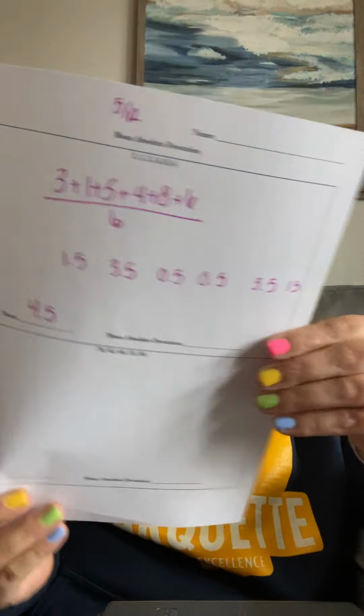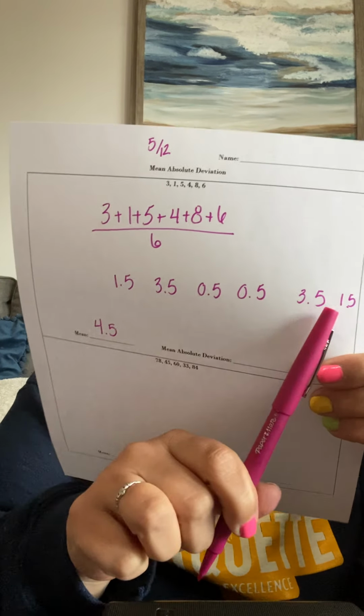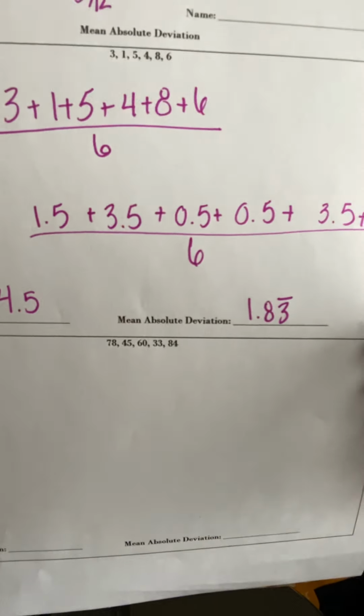Now, what I need to do is take all of those numbers I just got, add them up, and divide by how many there are. We're going to take the mean again. We're going to add those up, and there are 6 numbers, so we will divide by 6. So 1.5 plus 3.5 plus 0.5 plus 0.5 plus 3.5 plus 1.5. I'm going to get 11, and then I'm going to divide that by 6. And I'm going to get about 1.83 repeating. So that is my mean absolute deviation.